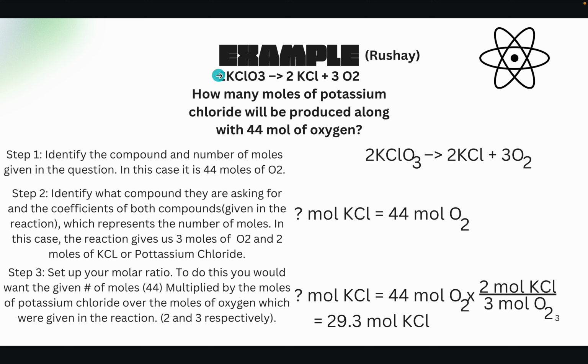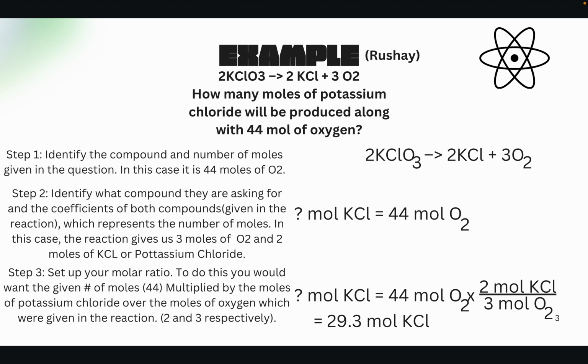Now they're asking if we use 44 moles instead of this 3, what will be the number here? How much of this will we produce? Oh wait, sorry. How much of this will be produced? This is the reactant, I apologize. How much of this will be produced along with this? So if we had 44 moles of this, remember this 3 represents moles, how much of this would we have?